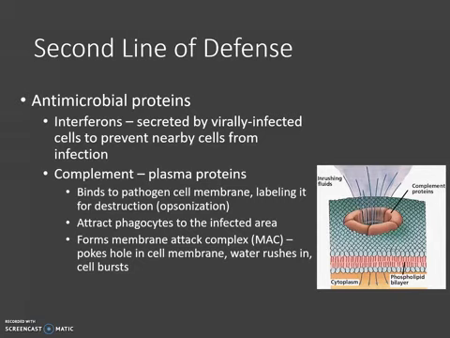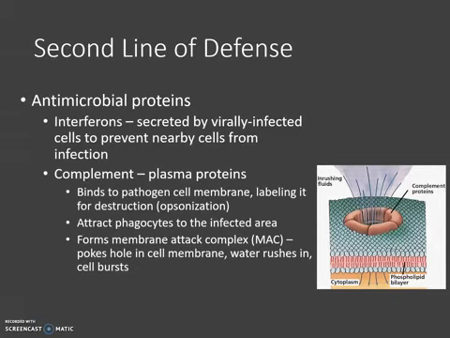Another type of protein found in the blood plasma is called complement. And basically what complement does is these proteins form something called the membrane attack complex, or the MAC. And this just pokes a big hole in the cell membrane of an infected cell or a pathogen, and water rushes in and it causes the cell to basically expand and explode.